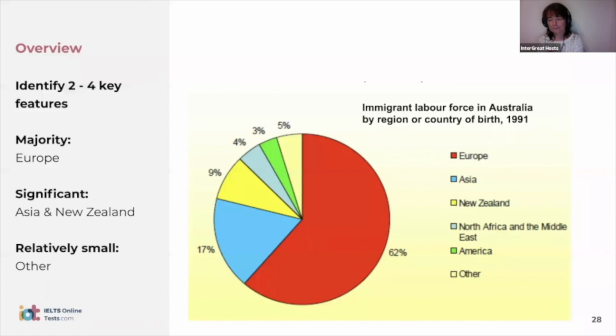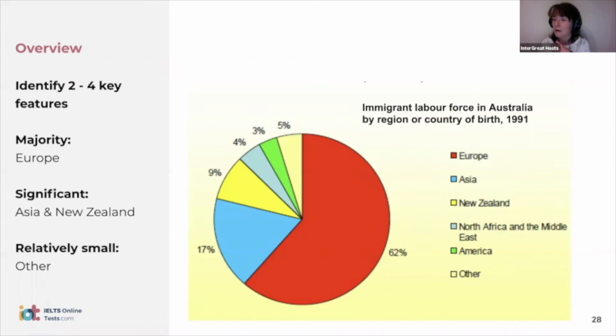Now this is really, really important. In this particular pie chart we're looking at now, we don't have that many figures, so it's easy to talk about all of them in the 150 words. However, sometimes, particularly with tables, you could get a lot of numbers, far too many numbers to write about in 150 words.